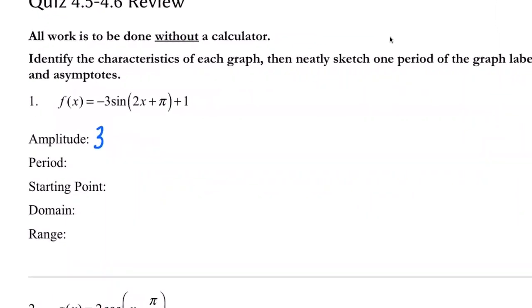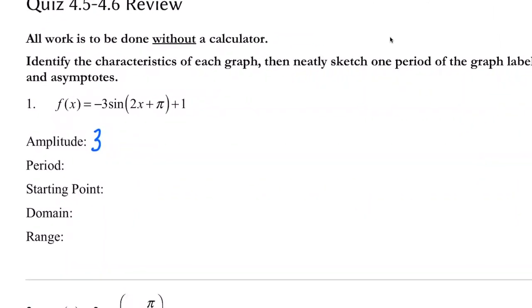The period of a sine curve is calculated by taking 2 pi divided by b. Now our b value is 2, so we're going to take 2 pi divided by b to get a period of pi.